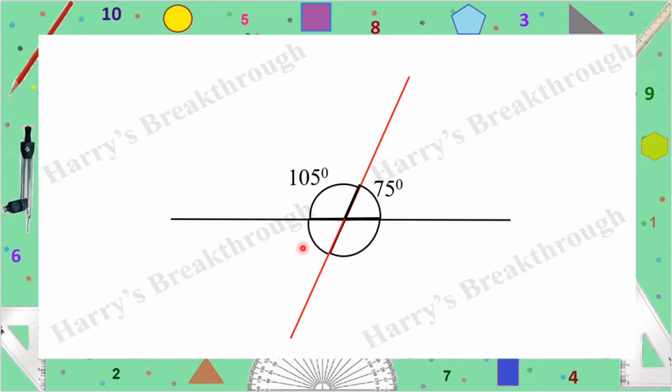On the left side, we can subtract this 105 degree from 180 degree. So 180 degree minus 105 degree is equal to 75 degree. And on the right side, we have another linear pair and we can subtract this 75 from 180 degree. So if we subtract 75 from 180 degree, we will get 105 degree. Like that, you can find the angles.